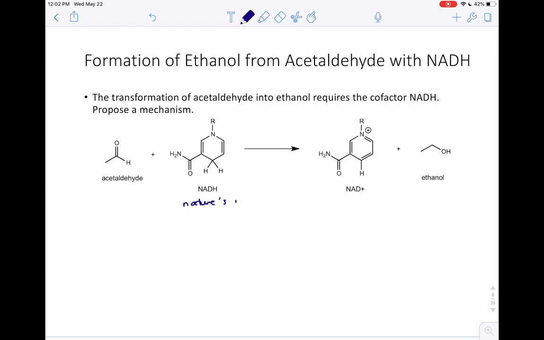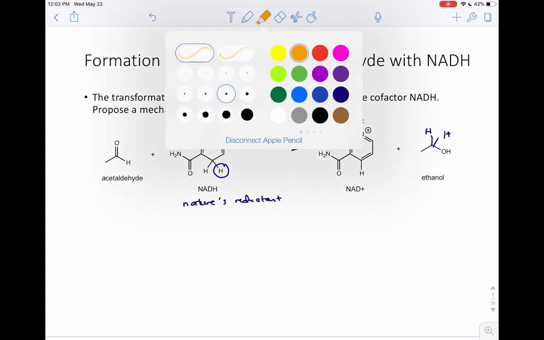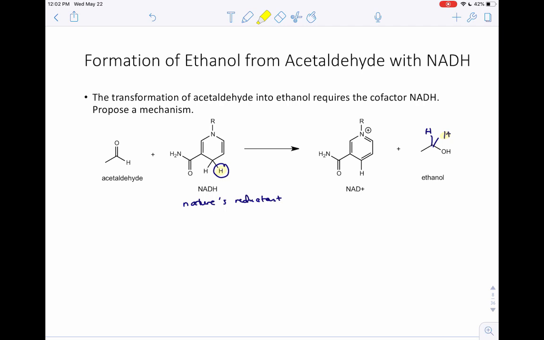So just familiarize yourself with the reactants and the products here. You can see that this hydrogen is lost. It's no longer here. You can see ethanol certainly has been reduced. And it is, in fact, this hydrogen that's going to go over to ethanol. Now, what do you notice about what NADH has become? It's become NAD+. How would you describe this ring? Yes, it's aromatic. So that's really the driving force for this reaction, that you generate NAD+, which is aromatic.